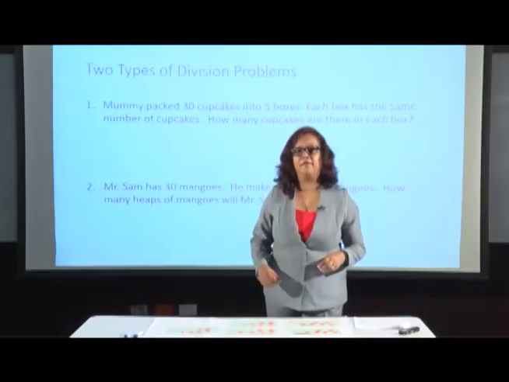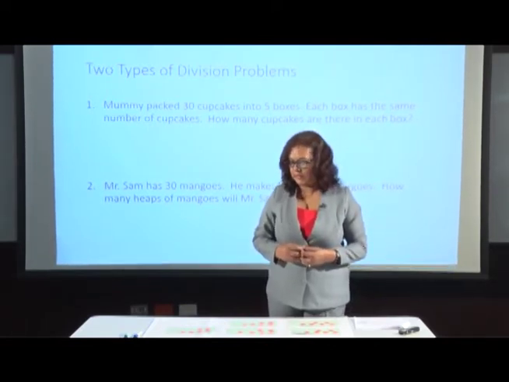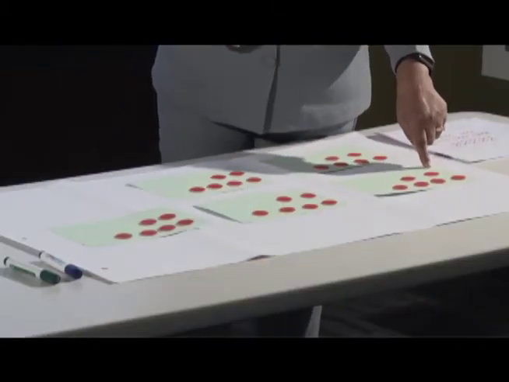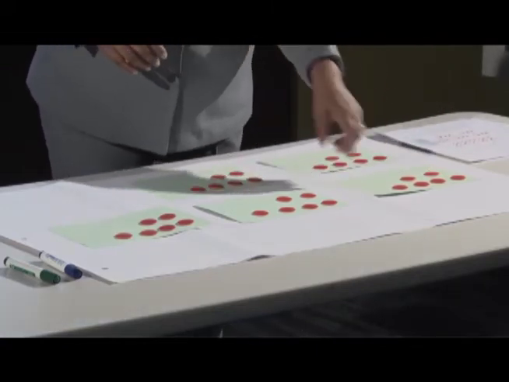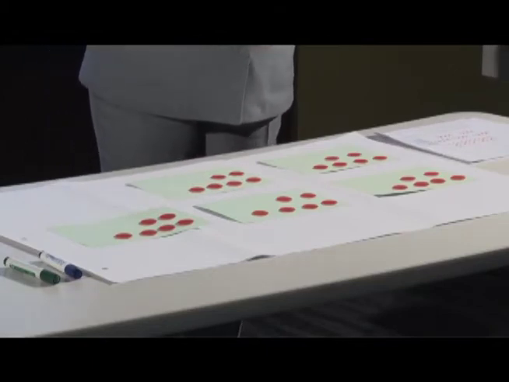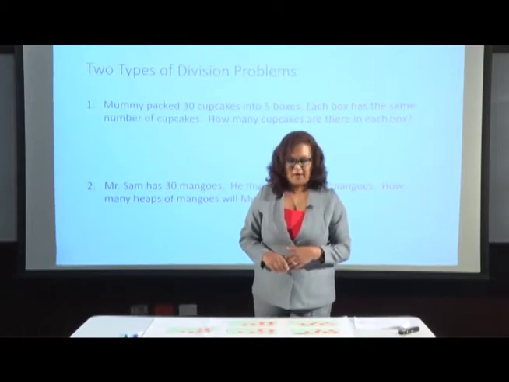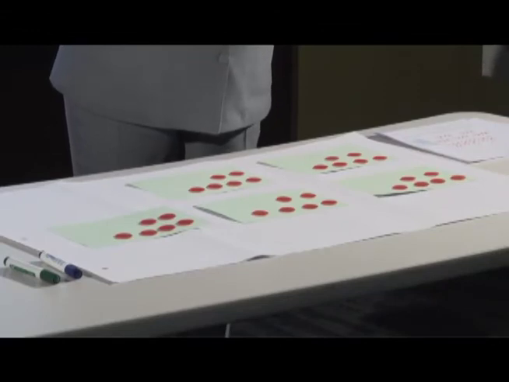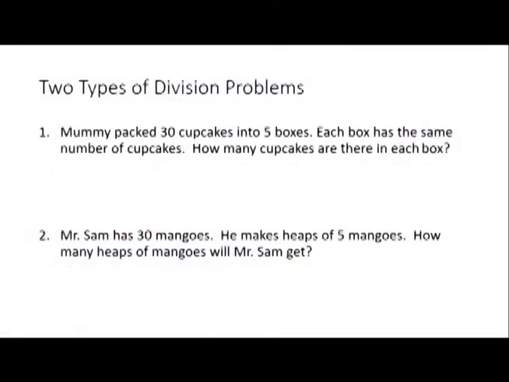This is an example of fair sharing or partition sharing. In this case, we know the number of groups, which are the boxes. What we don't know is the number of objects that is going into each group or each part. So that is why it's called partitioning or partition sharing. It's fair sharing because we have equal numbers in each of the boxes. So this is an example of one type of division. We continue now with looking at another type of division, and we will look at problem 2.